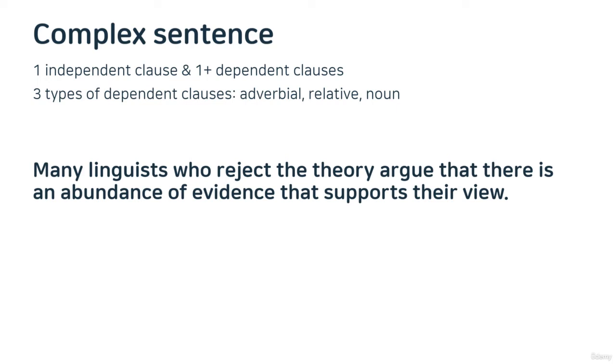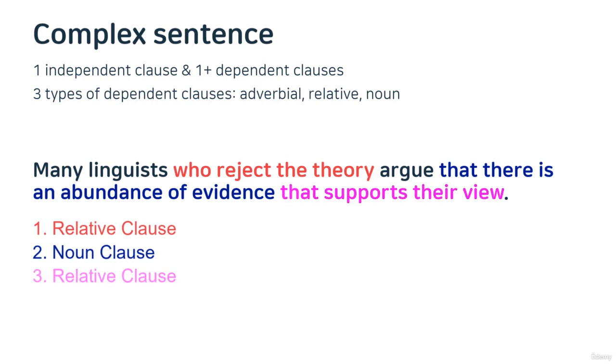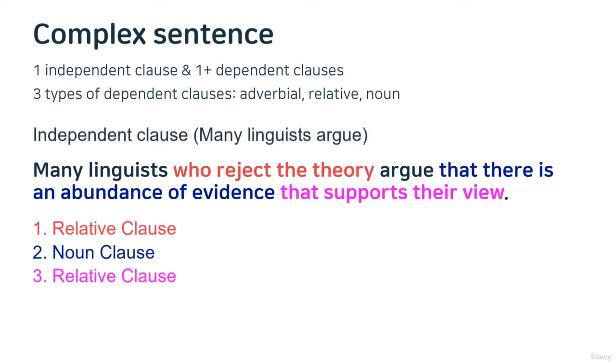So in TOEFL passages, you will often see sentences like this. Many linguists who reject the theory argue that there is an abundance of evidence that supports their view. Now, if you look at this sentence, first we have a relative clause, "who reject the theory." So that's one dependent clause. Then we have a noun clause that functions as the object of the verb argue. And lastly, we have another relative clause giving more information about the noun evidence. And there is, of course, an independent clause, "many linguists argue." So this complex sentence has one independent clause and three dependent clauses.